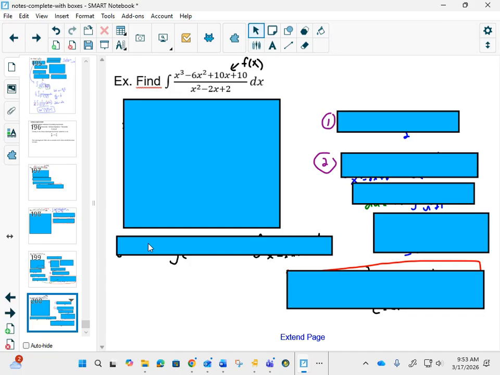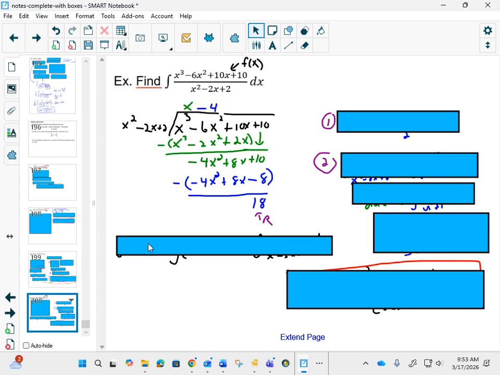All right, one to go. Again, it looks like maybe you should do substitution, but the inside function would be the bottom. So we have to use long division.